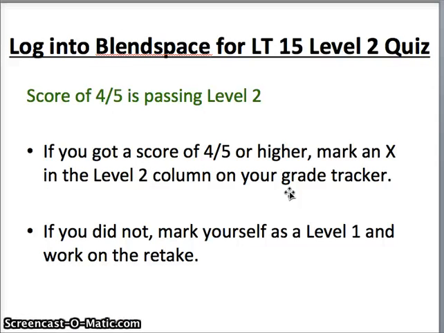Okay, at this time you are going to log into BlendSpace for the LT15 Level 2 quiz. Remember that a passing score is 4 out of 5. If you get a 4 out of 5 or higher, you're going to mark an X in Level 2. If you didn't pass, you are going to give yourself a Level 1 and work on the retake. And that's it.